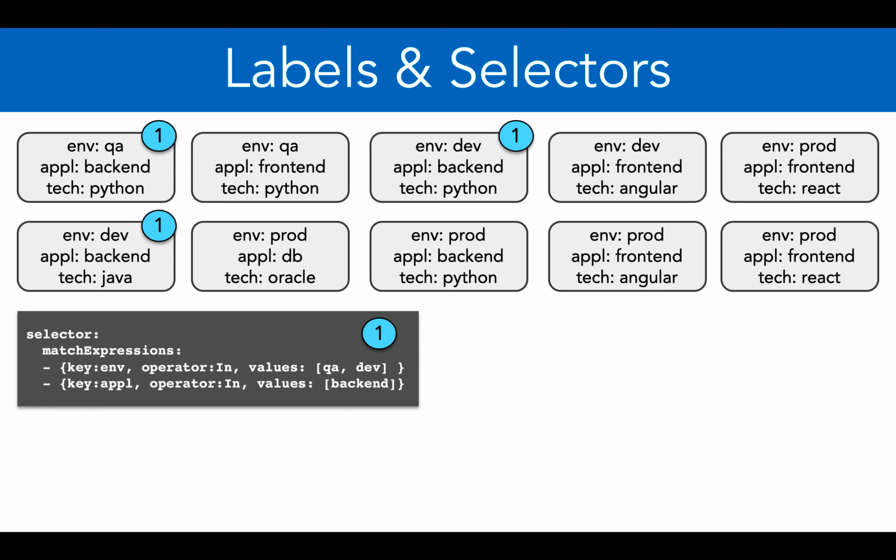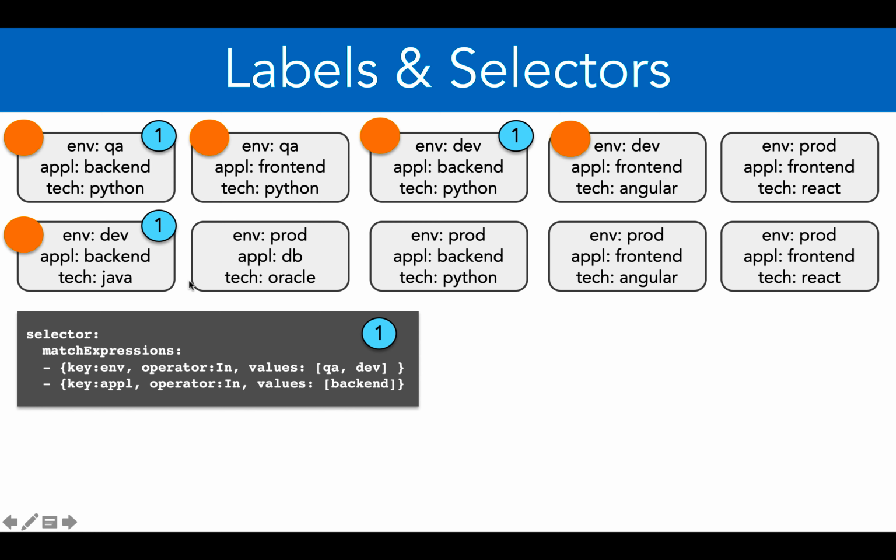So in the first condition which says env should be either QA or dev, all these 5 pods are selected, wherein env is either QA or dev. Okay, this is fine. But in case of the second condition, appl should be equal to backend. So pod number 2, or this pod, and this pod does not have appl as backend. So that's why these two are not selected.